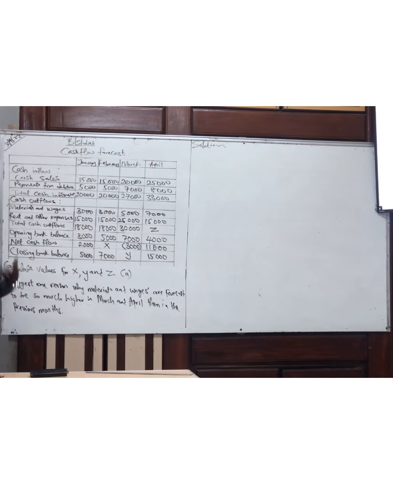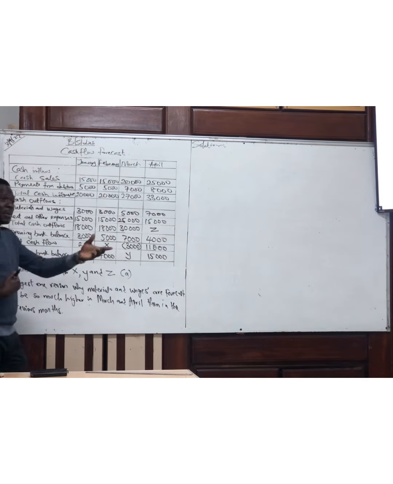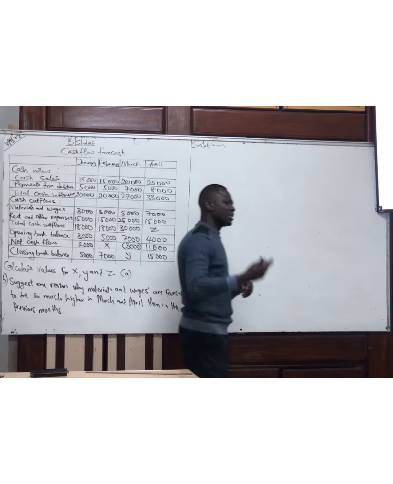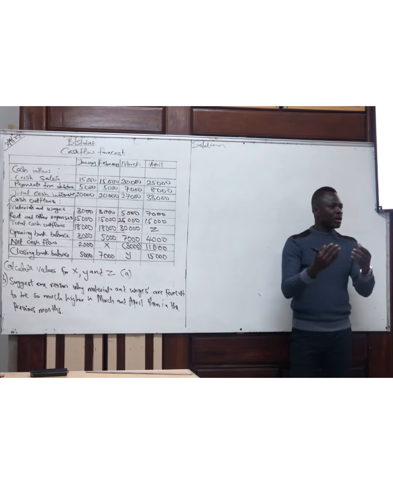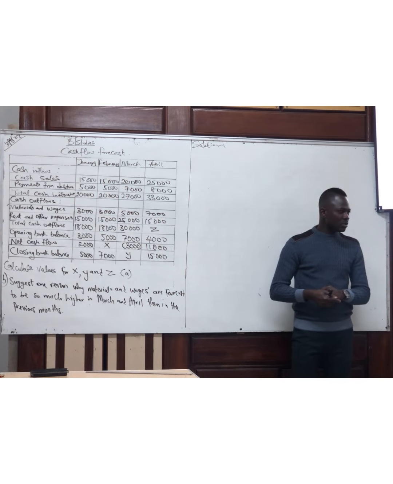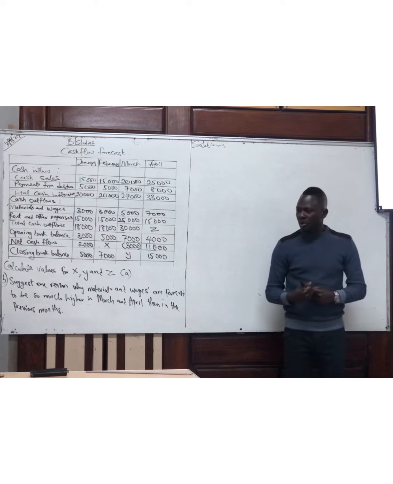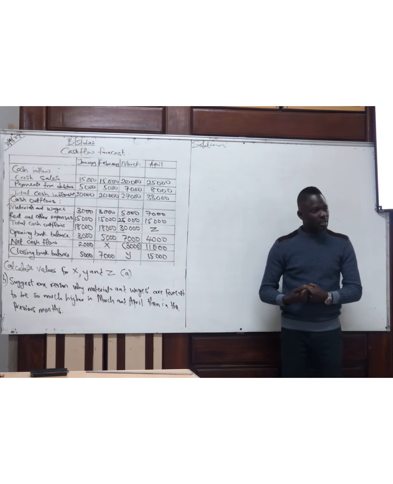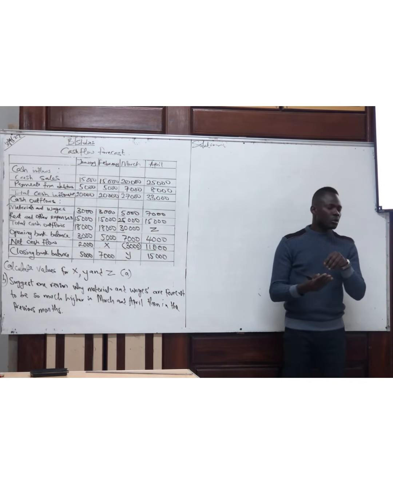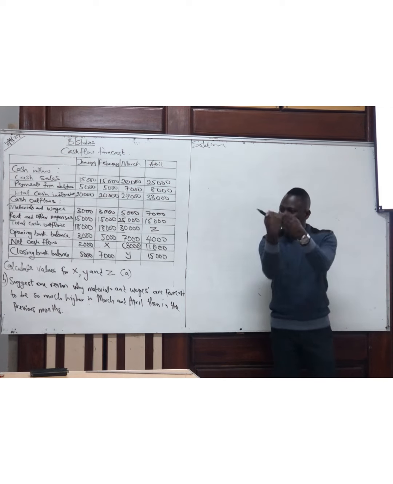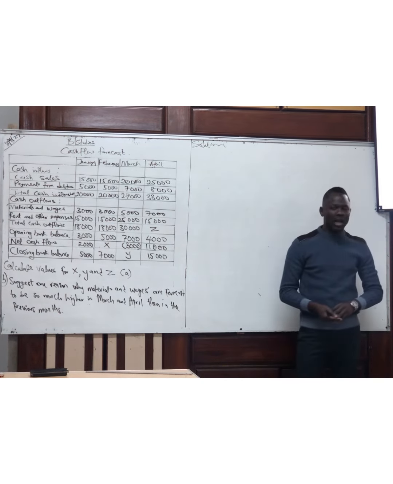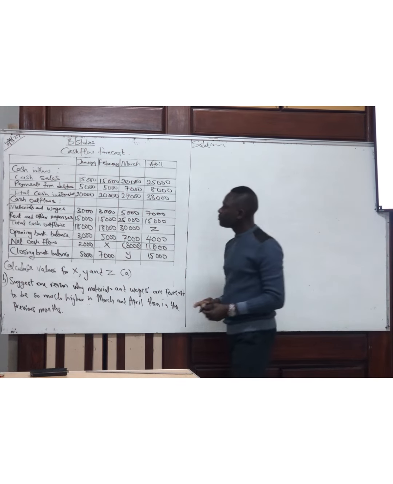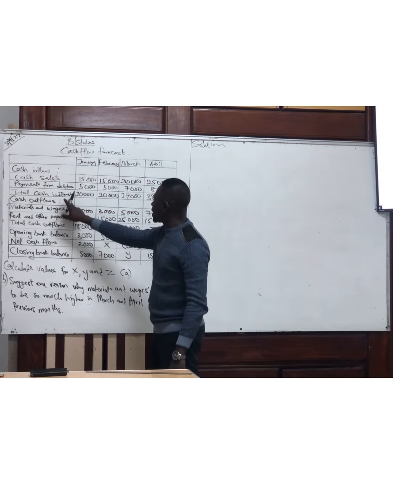Payment from debtors, your debtors, they paid you. Remember yesterday when we were talking about ways in which a business could make revenue or source of finance, we talked about payment from the debtors. Do you remember that? So payment from debtors is also an inflow of cash. Payment to creditors is an outflow of cash. Put that in your mind. So we have the total cash inflows.